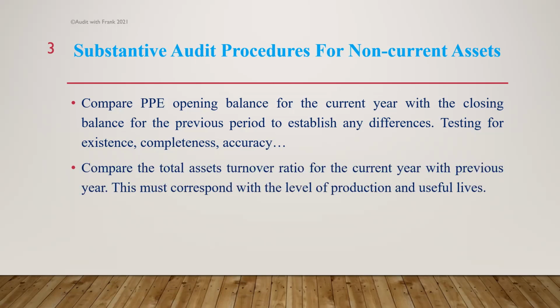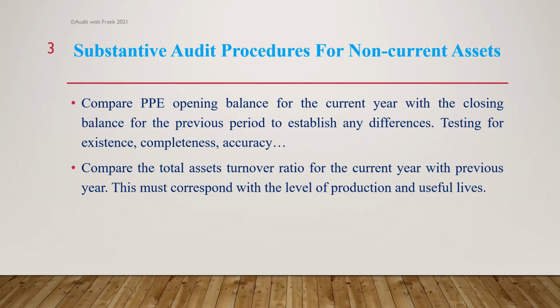Also, you can compute the total assets turnover ratio for the current year and for the previous year. Then you compare and see whether there is an increment or a decrease. At what rate are assets being replaced? Of course, these assets normally are replaced after they have overrun their useful lives. And how does an asset become old, or can no longer be used, or need to be replaced? It depends on how it is being used.